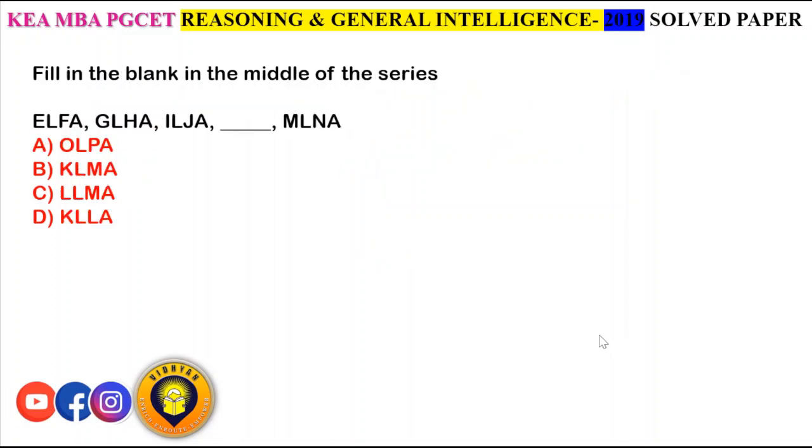So fill in the blank in the middle of the series. Now observe the first letters here, E to G plus 2 ಆಗಿದೆ, F and G.